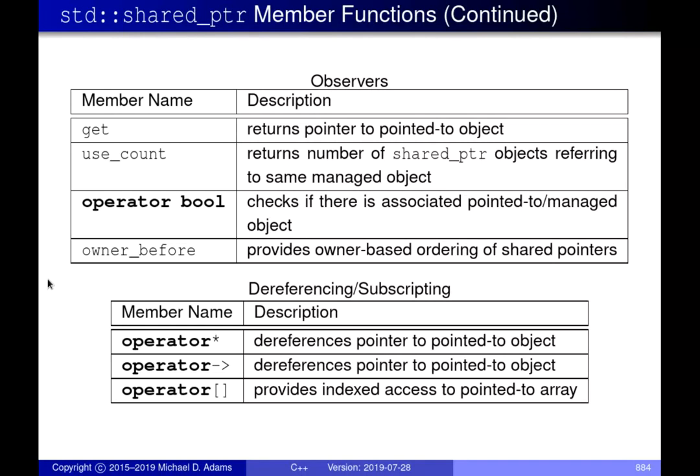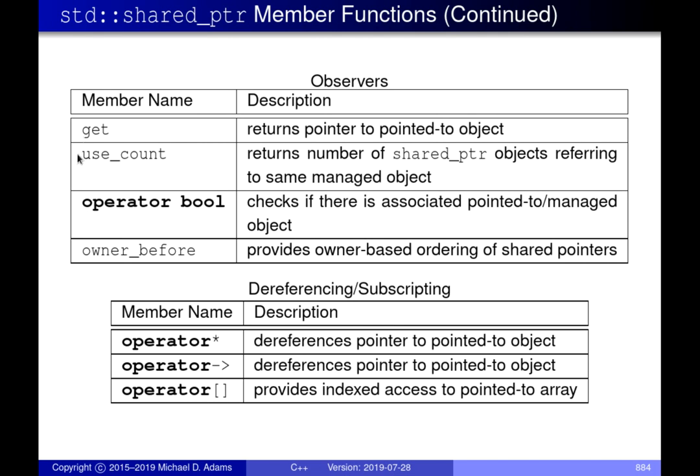And then continuing on this slide, we have more member functions for the shared pointer class. The first is the get member function, which returns a pointer to the pointed-to object. In other words, if you have a shared pointer and the element type is T, this is going to have the return type of T star. It's giving you a raw pointer to the actual underlying data that's associated with the shared pointer.